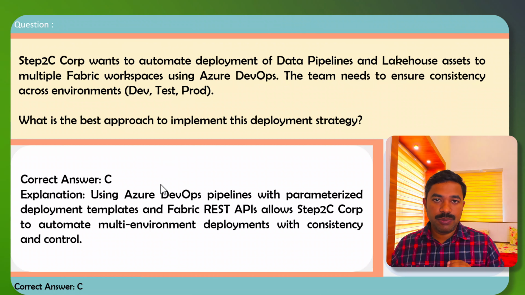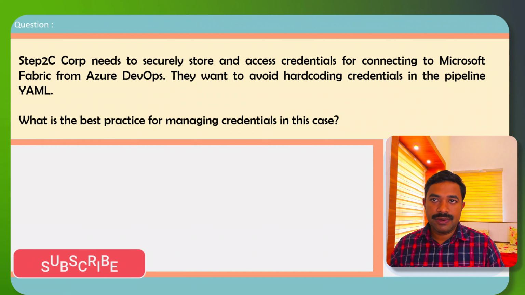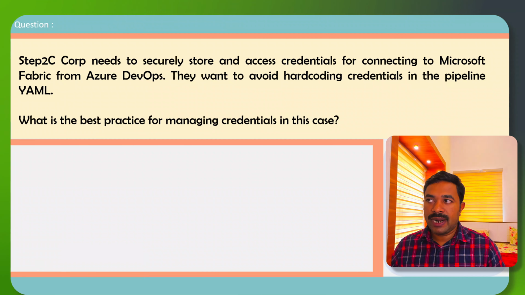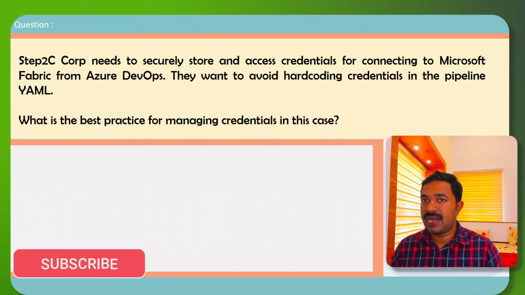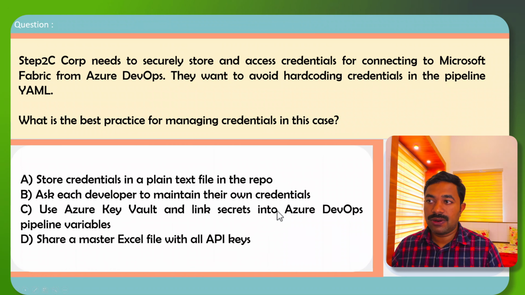Now let's check a few more questions regarding DevOps. Assume you are working for Step2C Corp, and Step2C Corp needs to securely store and access credentials for connecting to Microsoft Fabric from Azure DevOps. They want to avoid hard coding credentials in the pipeline YAML file. What is the best practice for managing credentials in this case? It's a very popular question also.